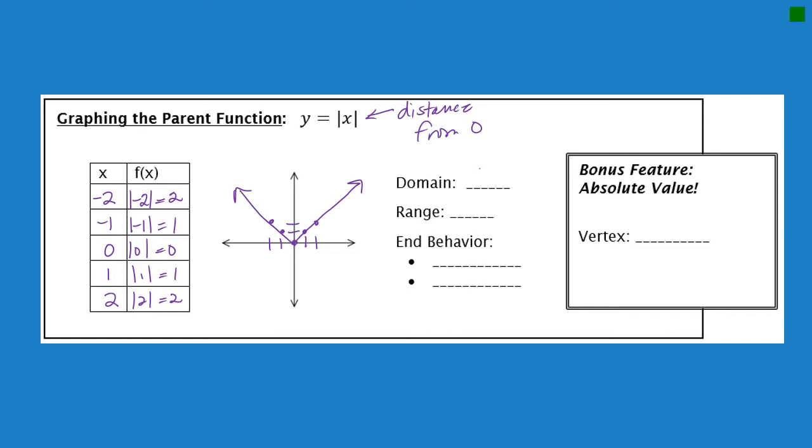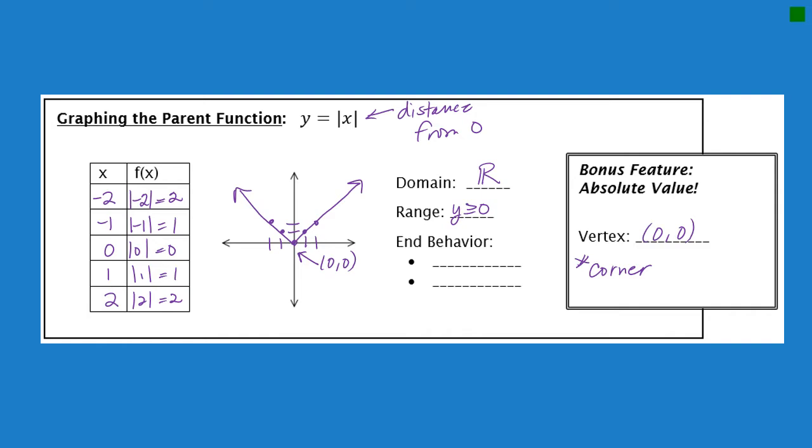The domain is all real numbers because this graph would keep going left and right forever and ever. The range is going to be greater than or equal to 0 because the lowest point on my graph here is at what we call the vertex, which is at 0, 0. And since we're talking about that, we can go ahead and fill in this vertex. And that's always going to be at the corner of the graph.